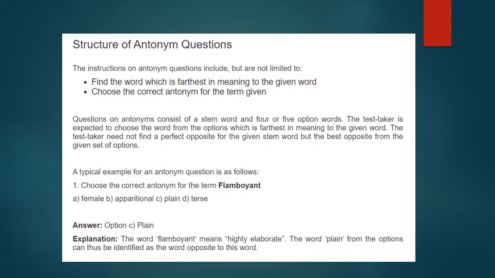A typical example for an antonym question is as follows. Choose the correct antonym for the term flamboyant: female, apparitional, plain, terse. So here the right answer will be plain. Now the word flamboyant, what does it mean? It means highly elaborate. The word plain from the options can thus be identified as the word opposite to this word flamboyant.